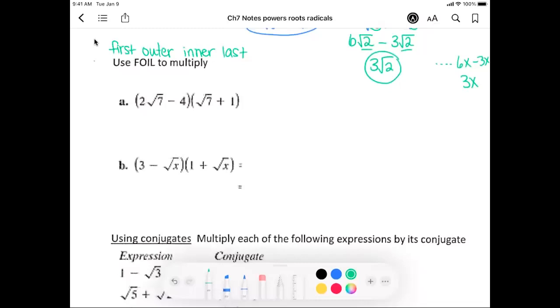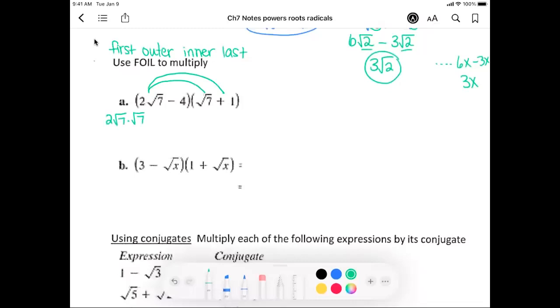So there are going to be 4 things we have to do when we multiply these examples below. We're going to take 2 square root of 7 minus 4 and multiply it by the square root of 7 plus 1. First, you would multiply 2 square root of 7 times the square root of 7. I'm going to write it out just like that, 2 square root of 7 times the square root of 7. And then the outer numbers would be the 2 square root of 7 times 1.